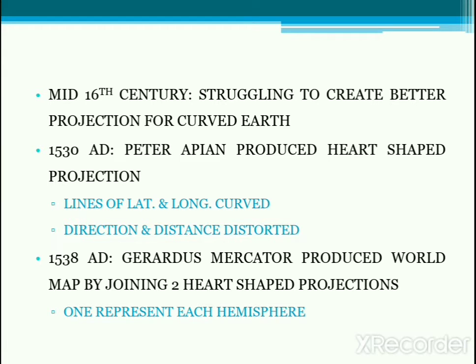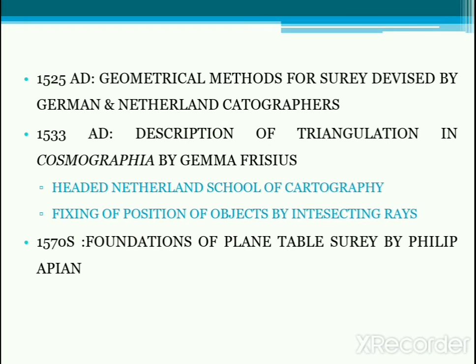Gerardus Mercator, the disciple of Apian, made a world map in 1538 by joining two heart-shaped projections, one representing each hemisphere. One of the earliest cartographic depictions of the Scandinavian peninsula, the Carta Marina, was also made in 1539 by Olaus Magnus. By 1525, the German and Netherlands geographers and cartographers devised geometrical methods of survey with more precise instruments for observing angles.